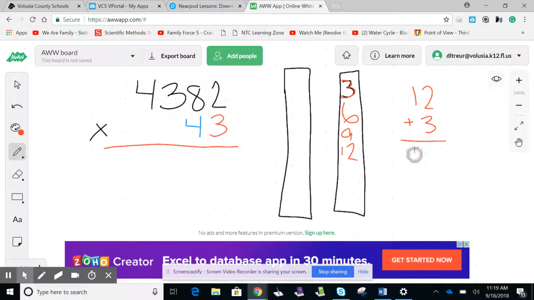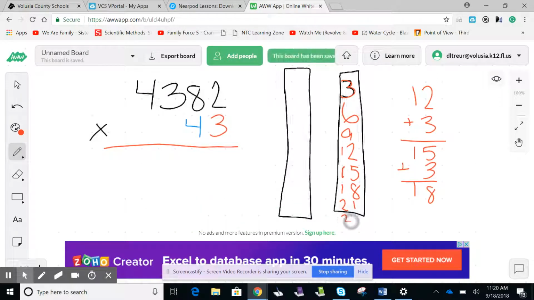But 12 plus 3 is 15, and then you would write it over there in the bar, and then plus 3 more because it's repeated addition by adding by 3. So 15 plus 3 would be 18. Then you would put it over there, and then it would be 21, and then 24, and then 27. I'm running out of room, so I'd write it off to the side over here.